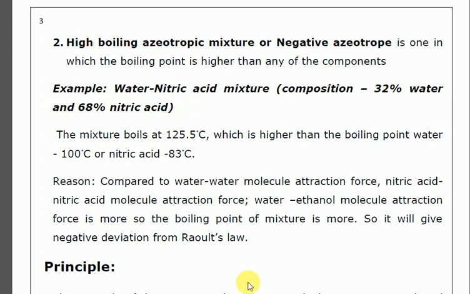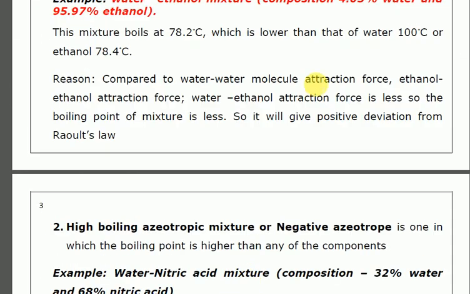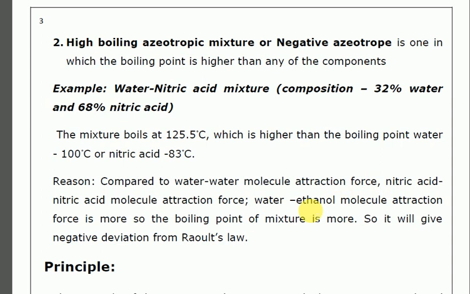Why is it so? The reason is opposite of this. Water and nitric acid molecular attraction would be much higher. Sorry, this is a printing mistake over here, kindly correct it: water and nitric acid molecule, not ethanol. The water-nitric acid molecular attraction is higher compared to water-water and nitric acid-nitric acid attraction, so it will give negative deviation from Raoult's law.